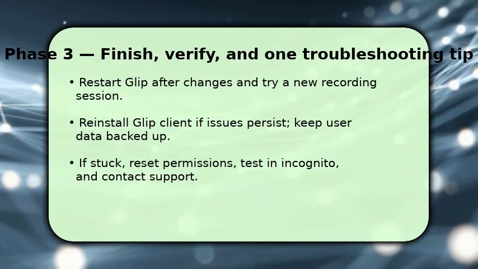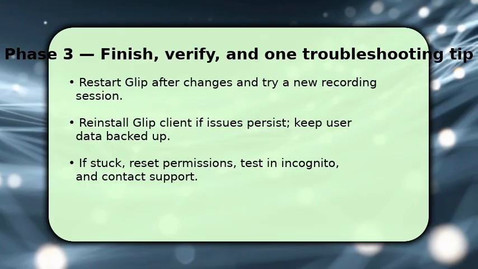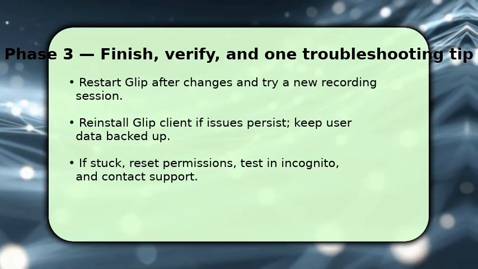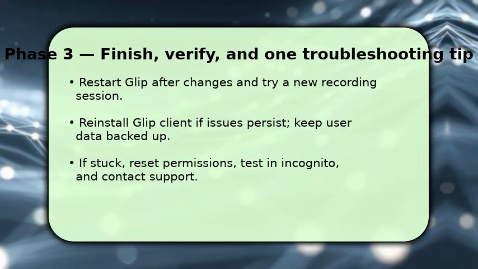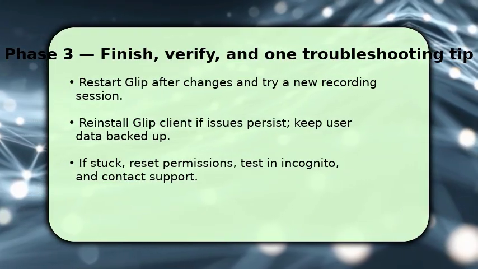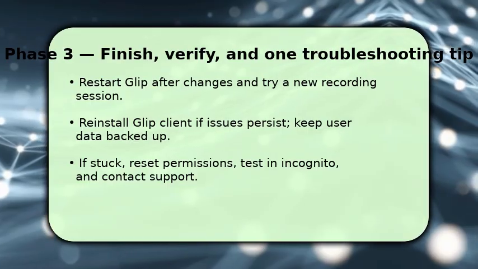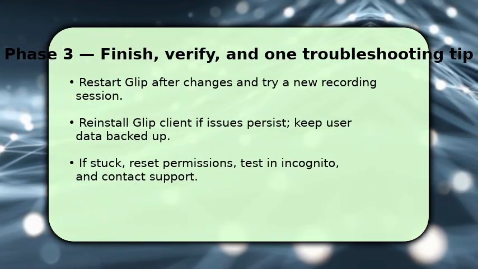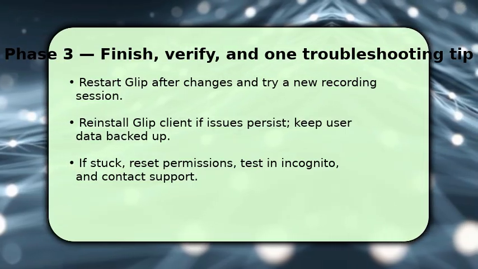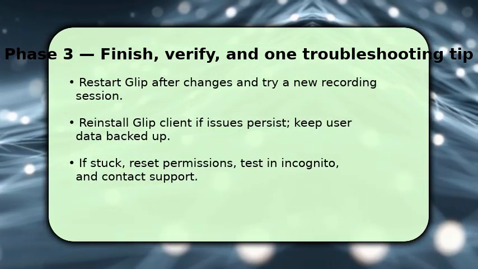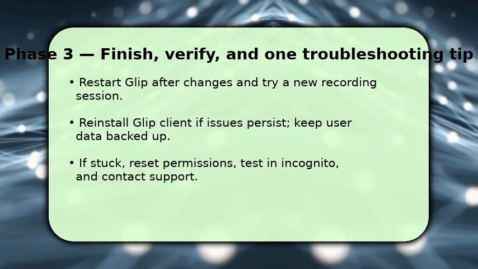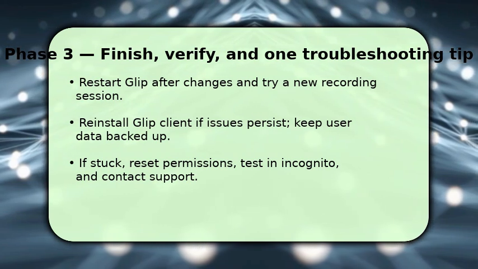Finish by restarting the app so settings take effect, and start a fresh recording to confirm success. If the recorder still fails, reinstall the Glip client, back up any local files first, and repeat permission grants. As a targeted troubleshooting tip, reset microphone and camera permissions, then test Glip in an incognito or private browser window to rule out extensions. If that reveals success, disable extensions. If not, gather logs and contact support with device details and exact error messages for a definitive fix.